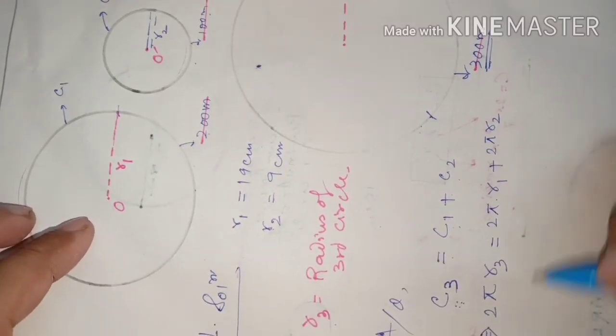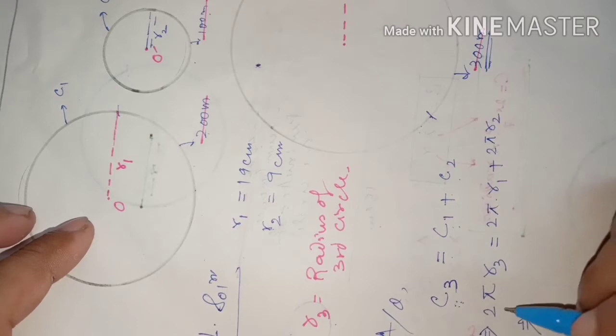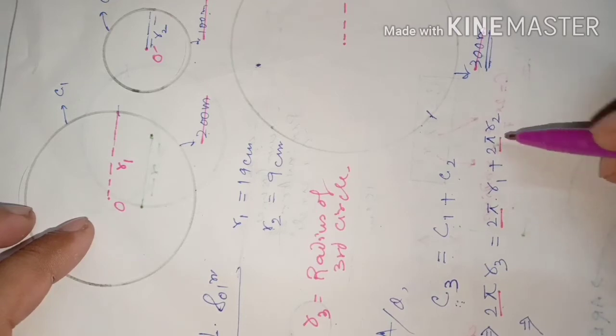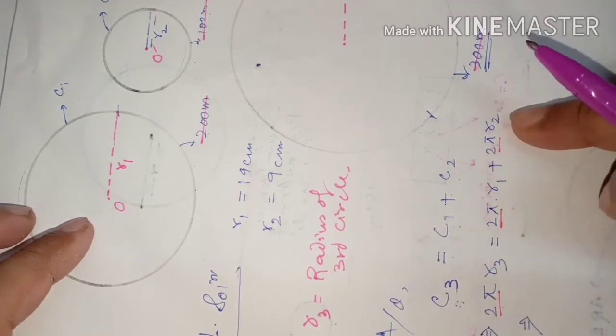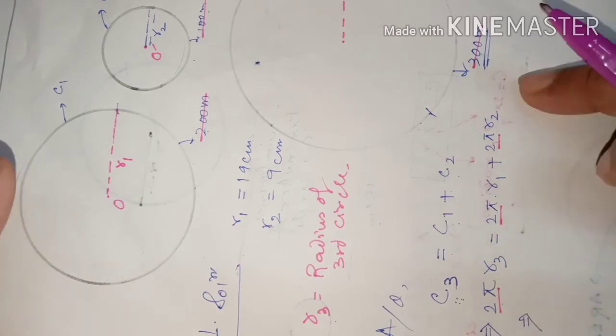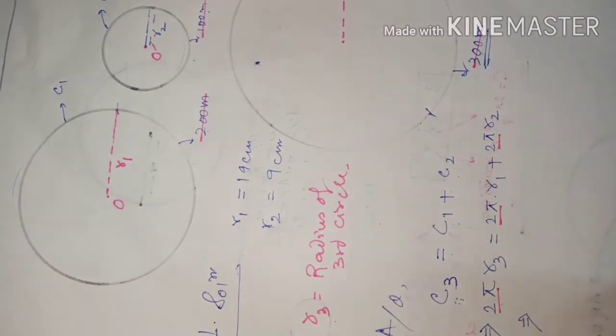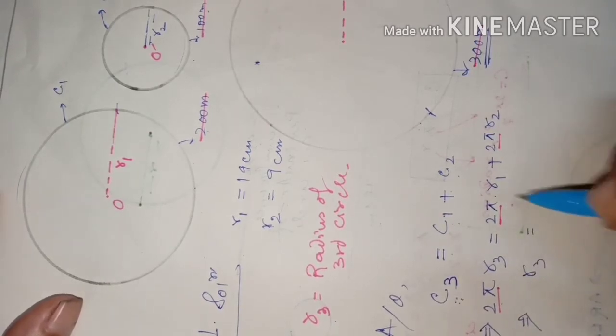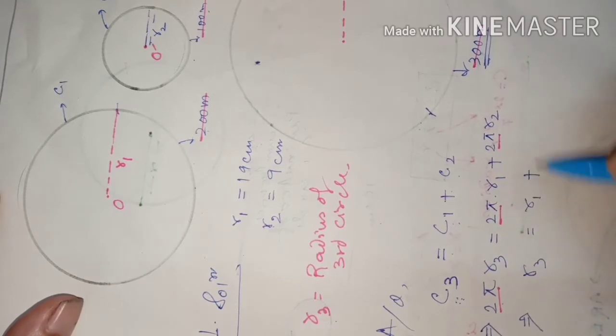Now you see here 2 pi, 2 pi, 2 pi. This is a common factor. If we divide the left hand side and right hand side by 2 pi, then 2 pi will get cancelled. No need of writing 2 pi again. You write just like this: R3 is equal to R1 plus R2.